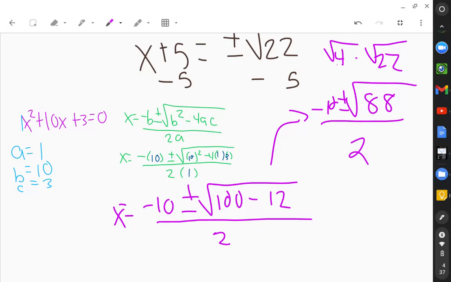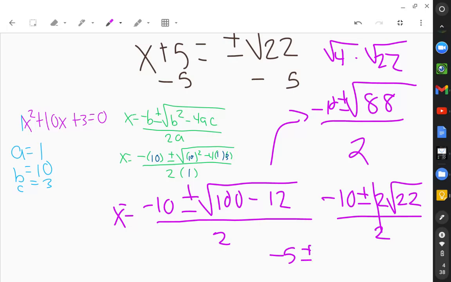And so I know that radical 4, the square root of 4, is 2. So I have negative 10 plus or minus 2 radical 22 over 2. And luckily, 2 could be divided amongst the negative 10 and this 2 radical 22. So negative 10 divided by 2 gives me negative 5 plus or minus, and those 2's are going to cancel out there. So it's going to be negative 5 plus or minus radical 22.